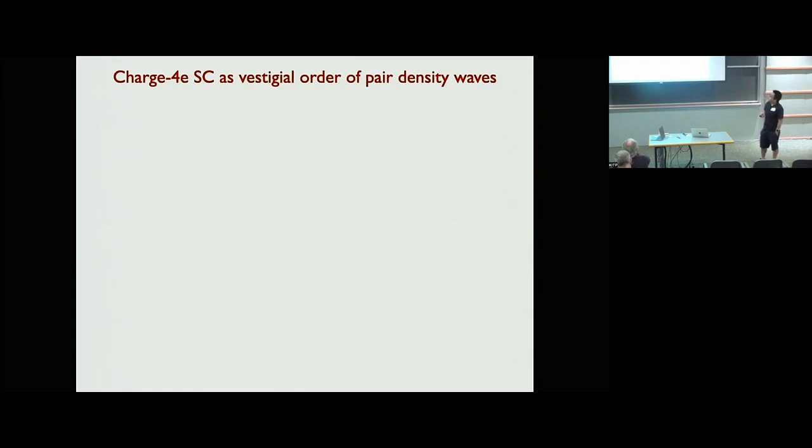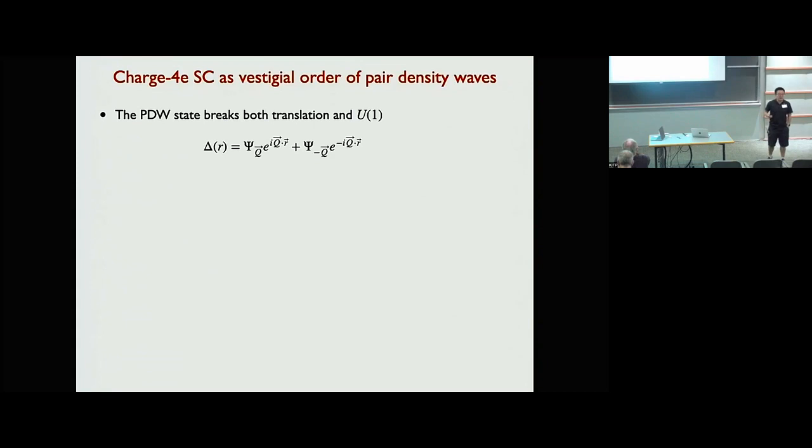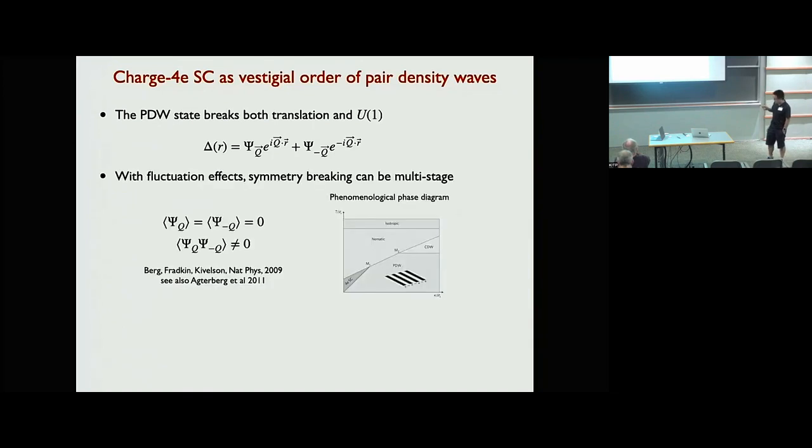Okay, so the starting point of my model would be some pair density wave states. To be brief, the pair density wave is a superconducting state with electron pairs, but it breaks not only the U1 charge conservation symmetry to Z2, it also breaks translational symmetry. Okay. In real space, it has some oscillations. The idea here was actually proposed initially in the paper by Eris, Eduardo, and Steve.